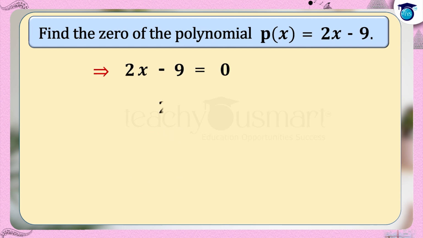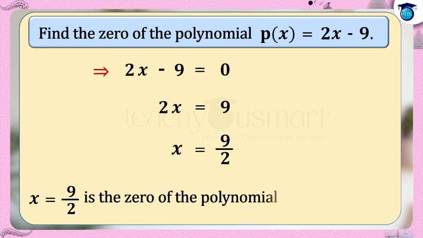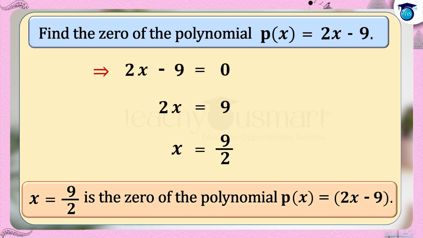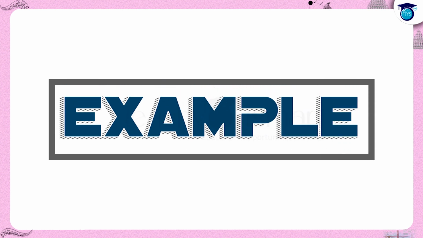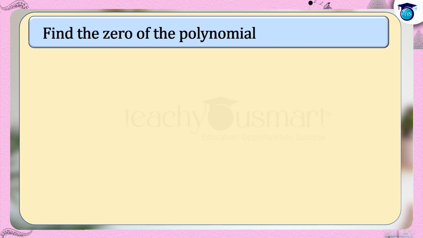That is, 2x equals 9, or x equals 9 by 2. Therefore, x equals 9 by 2 is the zero of the polynomial p of x equals 2x minus 9. Consider another example. Find the zero of the polynomial p of y equals 5 plus 7y.